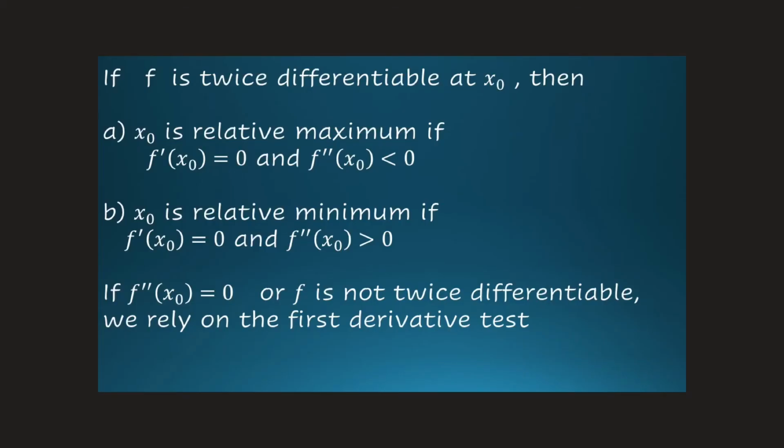If a function f is twice differentiable at x0, then x0 is a relative maximum if f prime of x0 is equal to 0 and f double prime of x0 is less than 0. And x0 is a relative minimum if f prime of x0 is equal to 0 and f double prime of x0 is greater than 0. If f double prime of x0 is equal to 0 or f is not twice differentiable, we rely on the first derivative test.